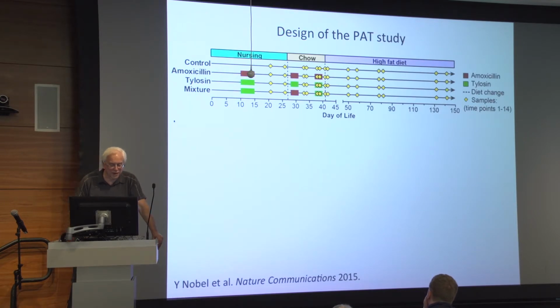Here's the design of Yael's study. She looked at 2 different antibiotics that represent commonly used agents, amoxicillin, the most widely used antibiotic in childhood. Those of you who are parents will recognize that. Or tylosin, a macrolide. This might be the Z-Pak for mice, or a mixture of the 2. Mice got 3 courses of antibiotics. The first came through their mom's milk. Then 2 were in chow. Then we put all the mice on a high-fat diet to bring out the phenotype.